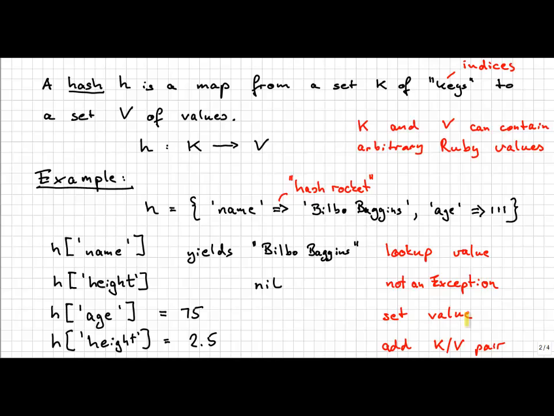A hash is very similar to an array, with the exception that now, instead of just allowing integers as the indices into the data structure, we can use pretty much every data structure as an index type. So a hash H is a map from a set K of keys, what we called indices in the array, to a set V of values. So H is simply a mapping from keys to values. And the keys and the values can contain arbitrary Ruby values. So let's look at an example.